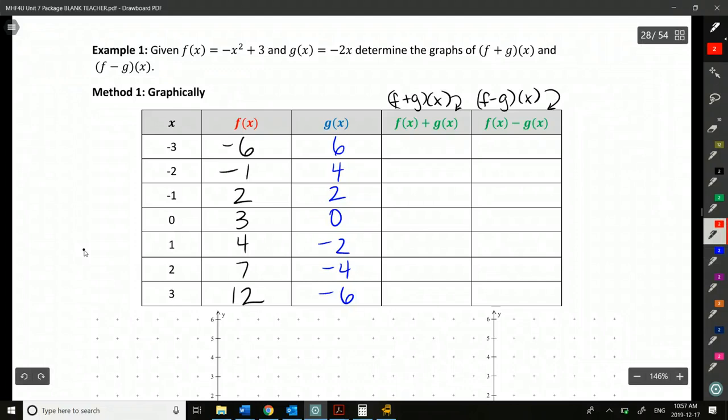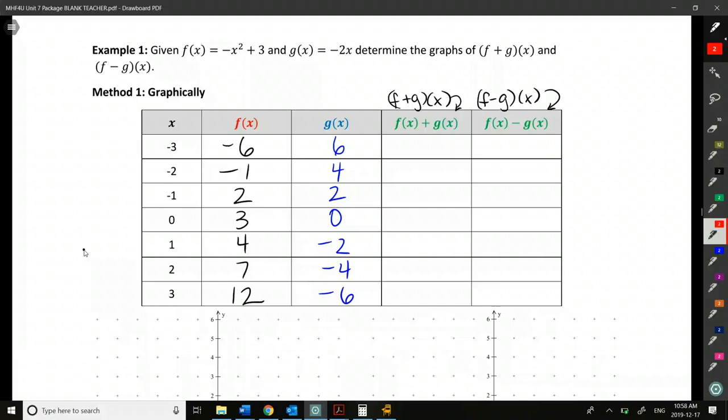Okay, so for f at x plus g at x, it's easier to just do negative 6 plus. Like you said, f plus g at x is the same thing as f at x plus g at x. It's not times x, it's f plus g at x, right? It's just function notation. So I'm just saying that that is equal to this.